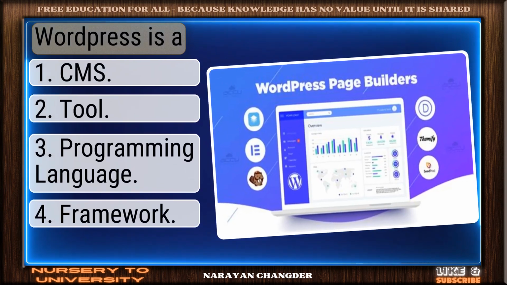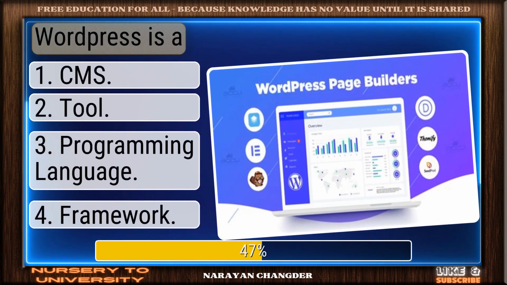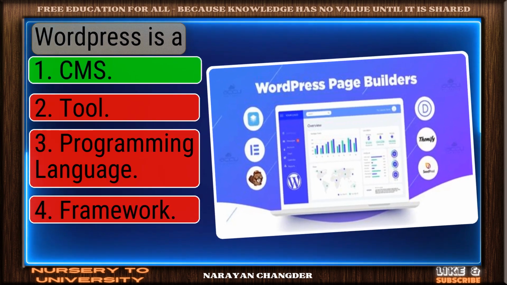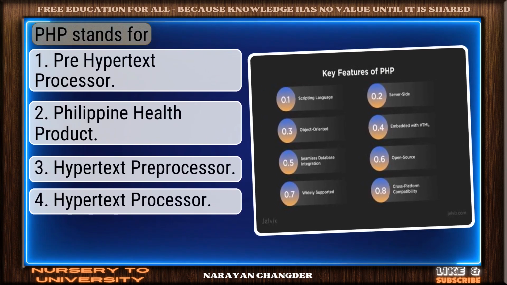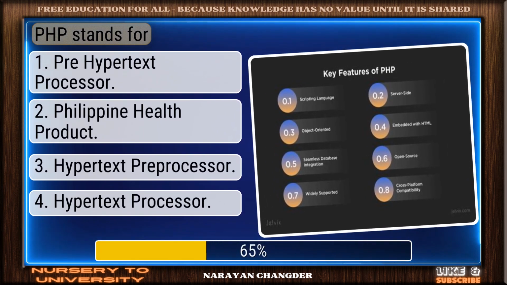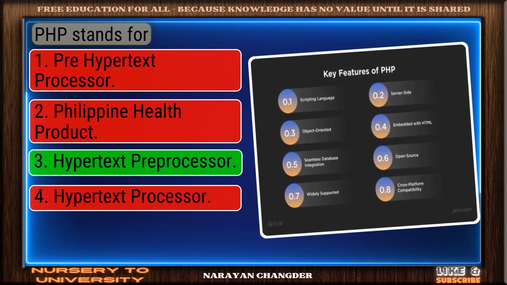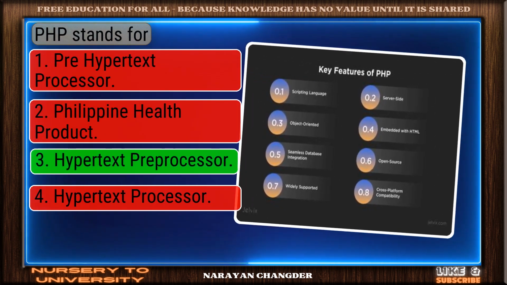Question number 77. WordPress is a... Bravo, CMS is the answer. Question number 78. PHP stands for... On track. Hypertext preprocessor is the correct answer.